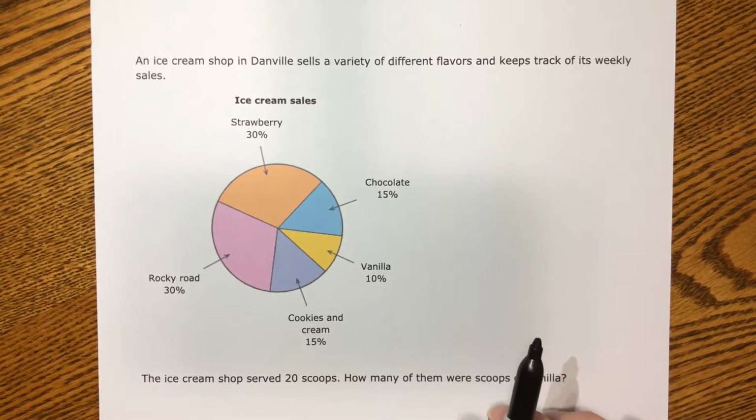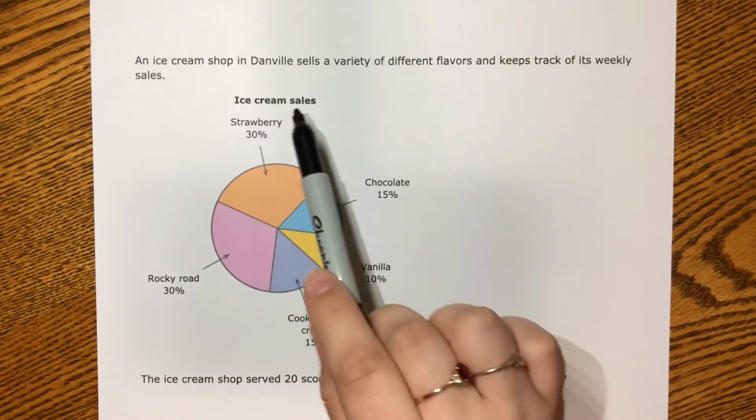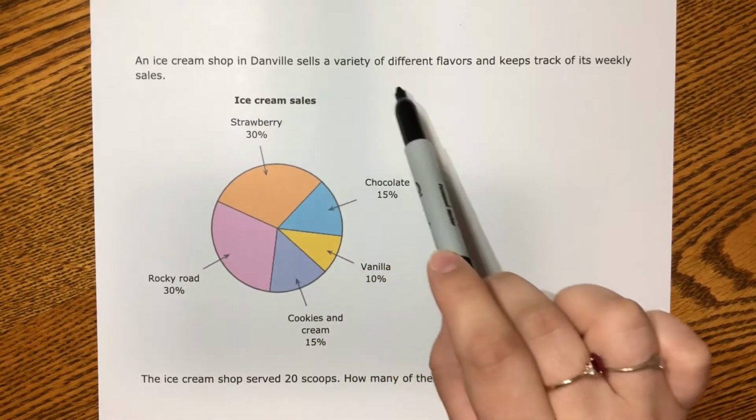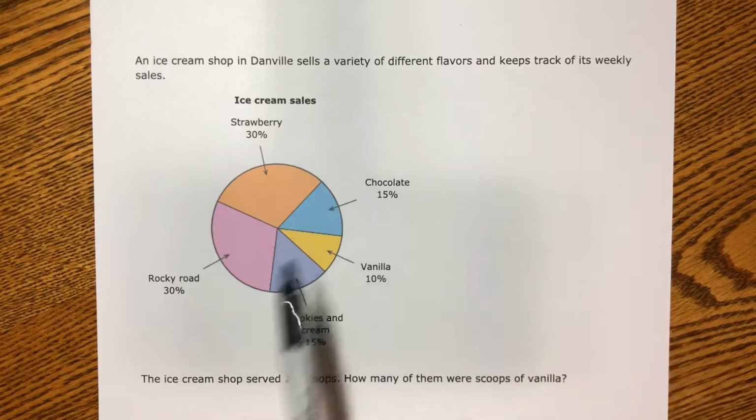Hey guys, I'm going to go over how we can read a circle graph or circle diagram or pie chart. There's a couple different ways you can describe this kind of data. So we're going to do an example today. An ice cream shop in Danville sells a variety of different flavors and keeps track of its weekly sales.